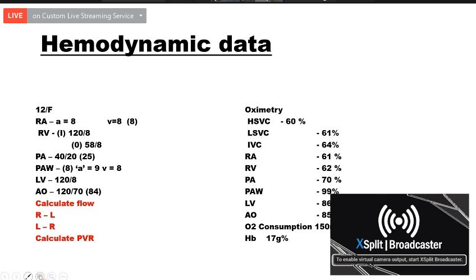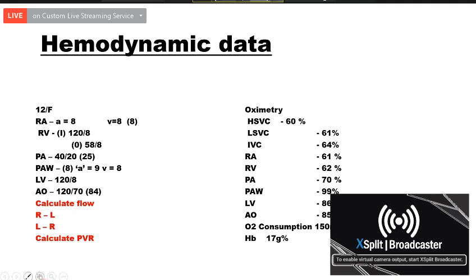Elevated. And also there is a gradient across the RV outflow to PA of 18 millimeters of mercury. Okay, very good. And wedge pressures are normal, sir. And LV pressures are 120/8. Okay. And RV inflow pressures are equal to LV pressures.